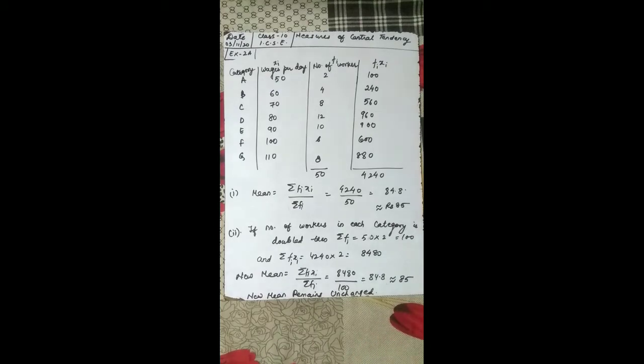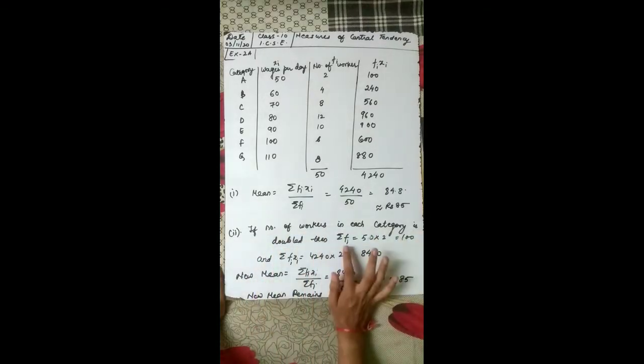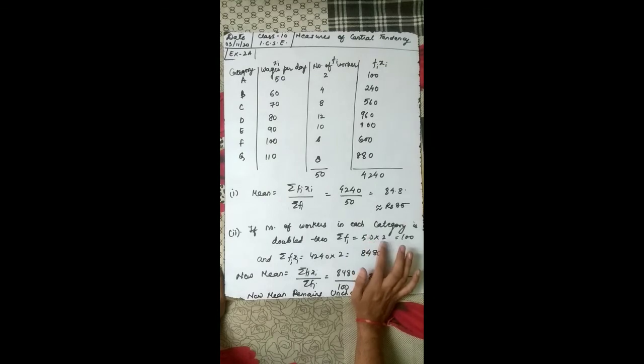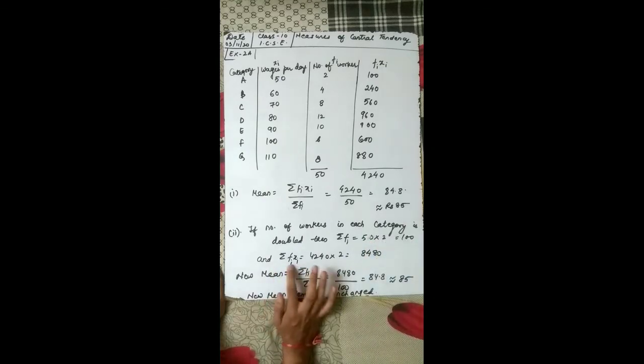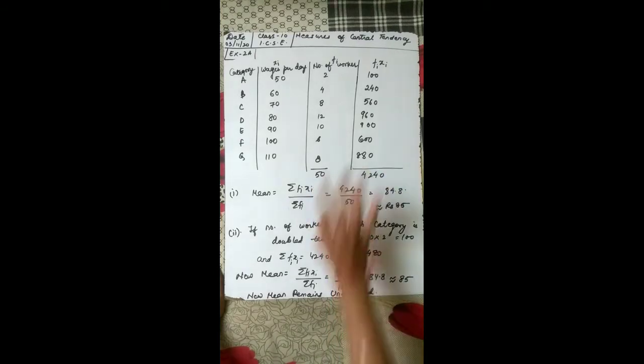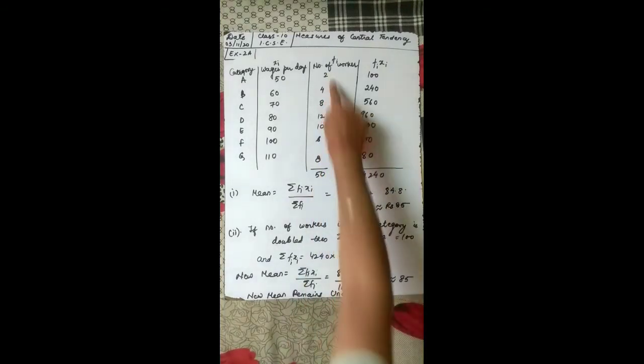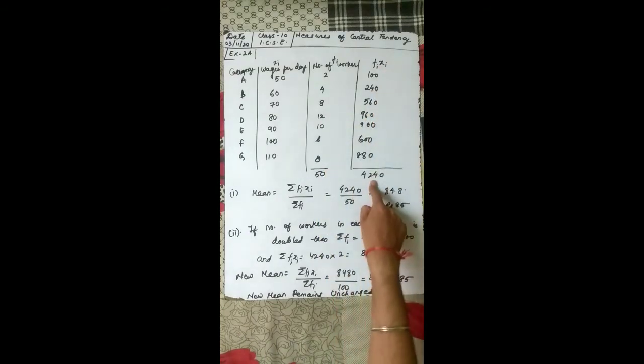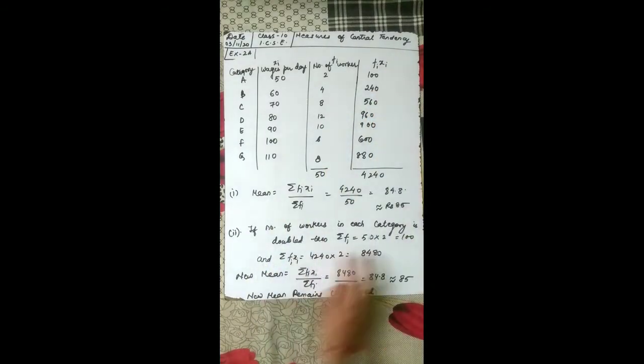it will become rupees 85. Now the second question: if the number of workers in each category is doubled, then what would be the new mean? So if the number of workers in each category is doubled, then summation of fi will be 50 into 2, that is 100, and the summation of fi xi will also get doubled. So this into 2 and this into 2, because we are multiplying by 2 here, that is why 2 needs to be multiplied here also. That is why in both we are multiplying by 2.